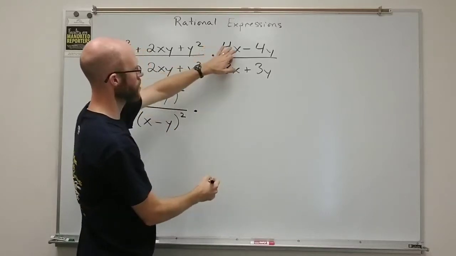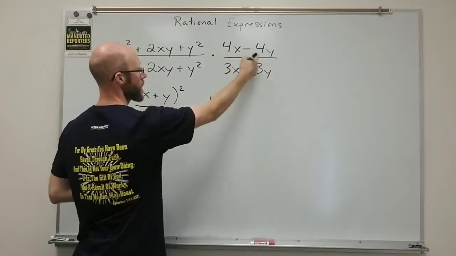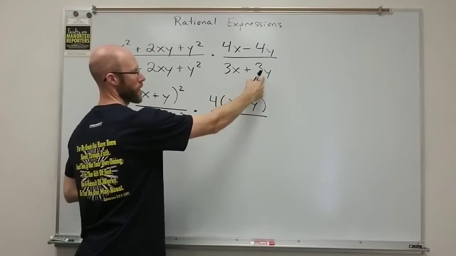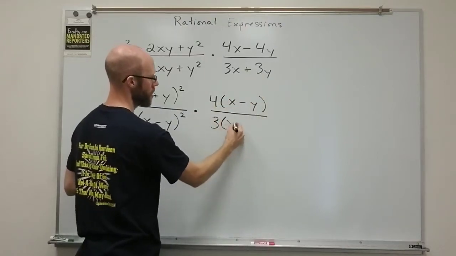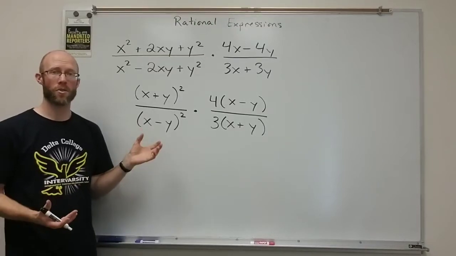The second fraction, here we have a common factor of 4. So I pull out the GCF, I get x minus y. And here I have a common factor of 3. I pull out the 3, I get x plus y. Now I cancel any common factors.